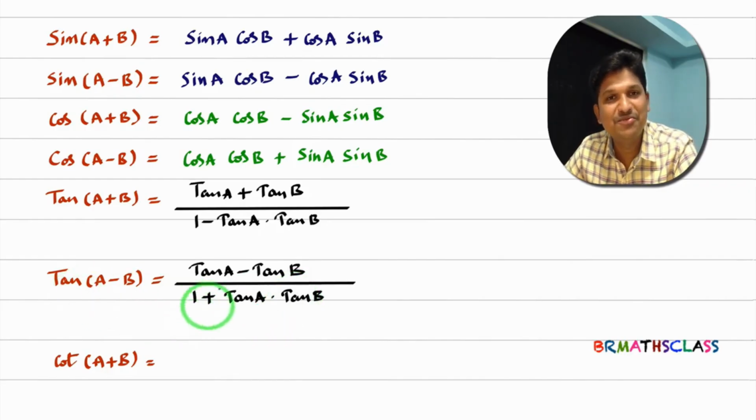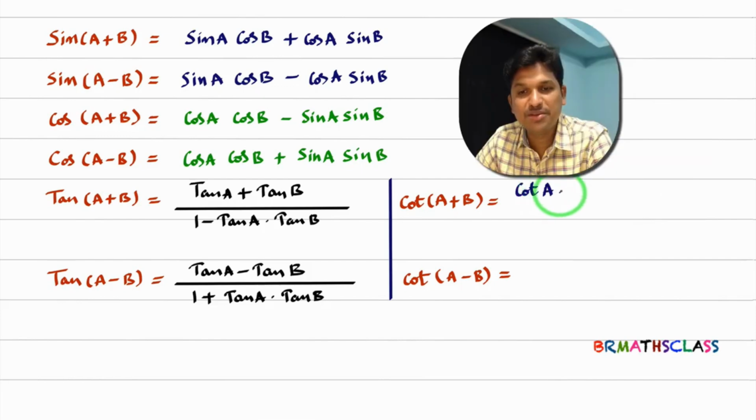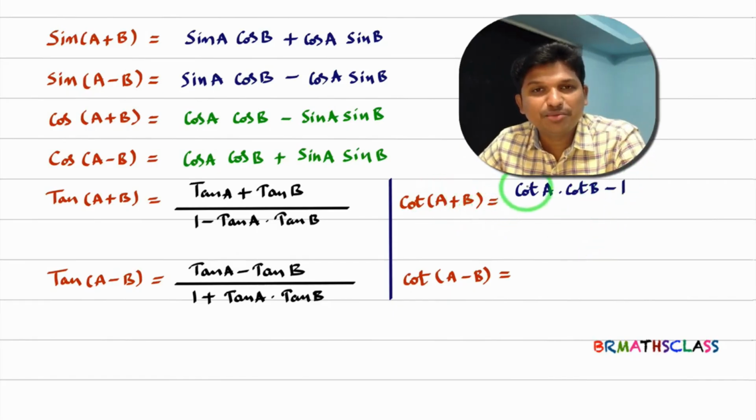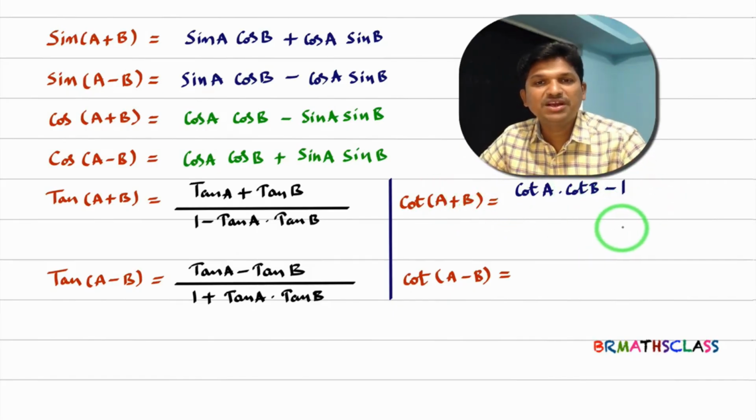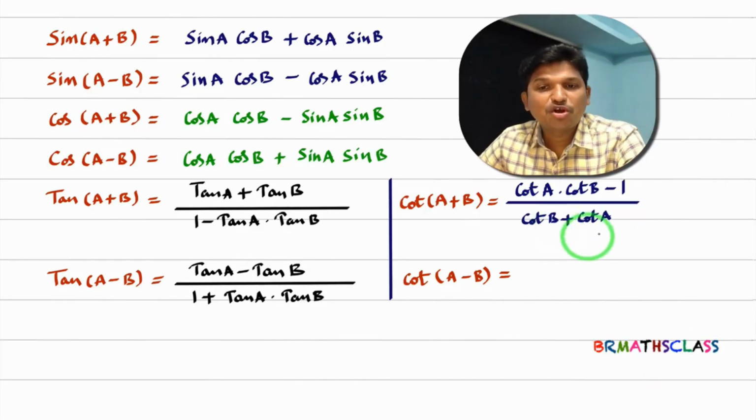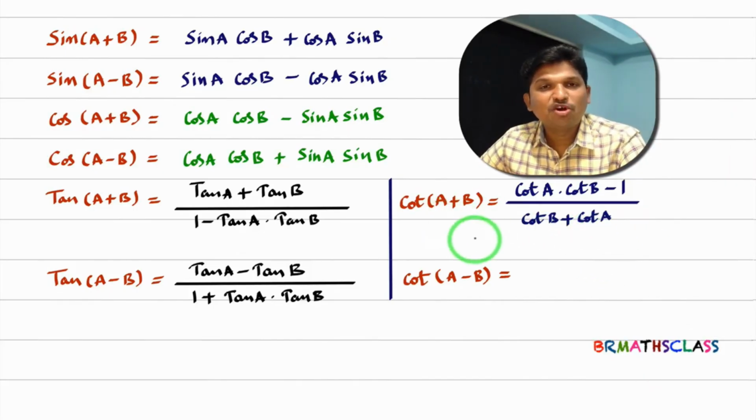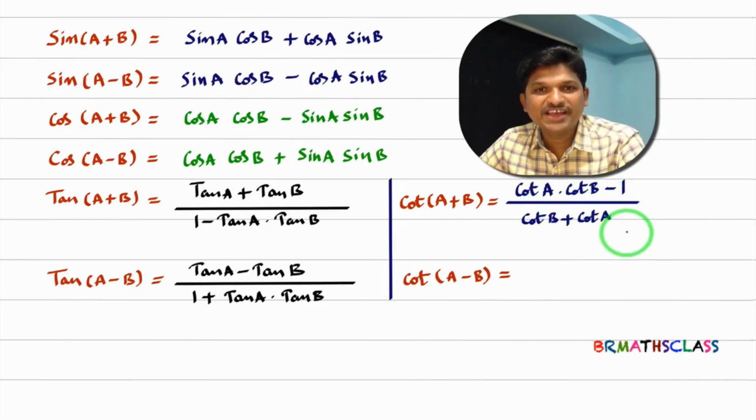What is tan A minus B formula? Tan A minus tan B divided by 1 plus tan A tan B. Okay. Cot A plus B formula is cot A into cot B. For cot A plus B formula, here you will get minus 1. Cot A plus B formula: cot A cot B minus 1 divided by cot B plus cot A.